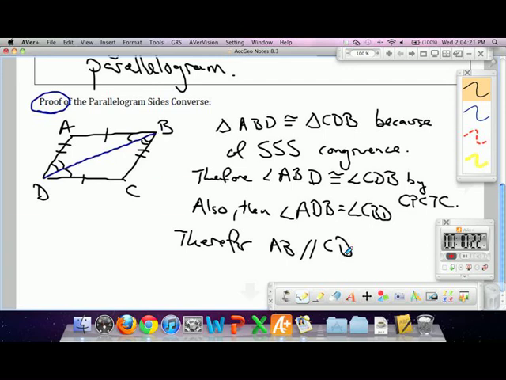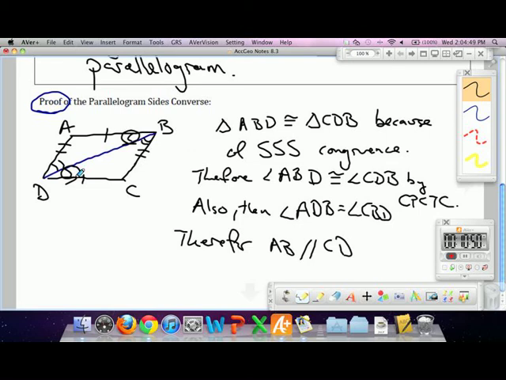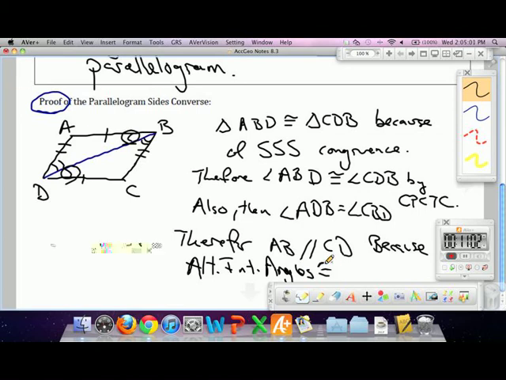And why are they parallel? Now you have to go way back to chapter 3, I think, when we talked about parallel lines. What's one way to show that two lines are parallel? And we have it right here. If alternate interior angles are congruent, then the lines are parallel, because the alternate interior angles are congruent.